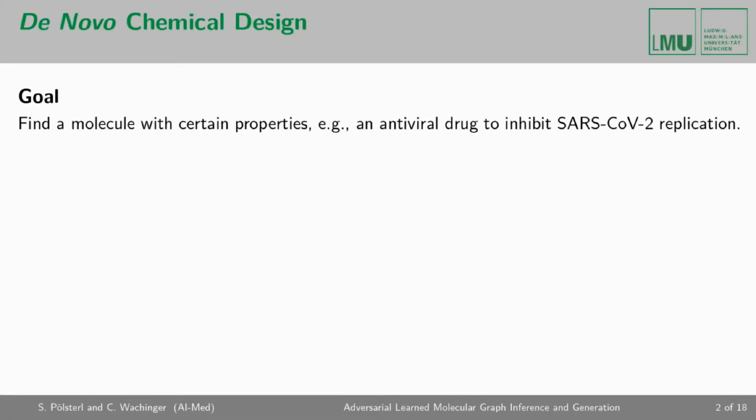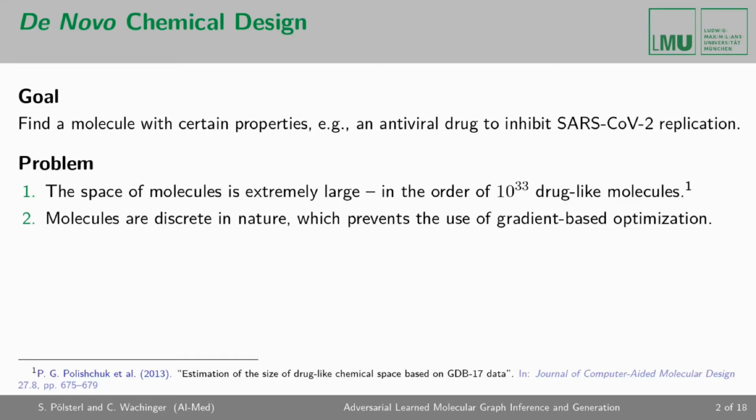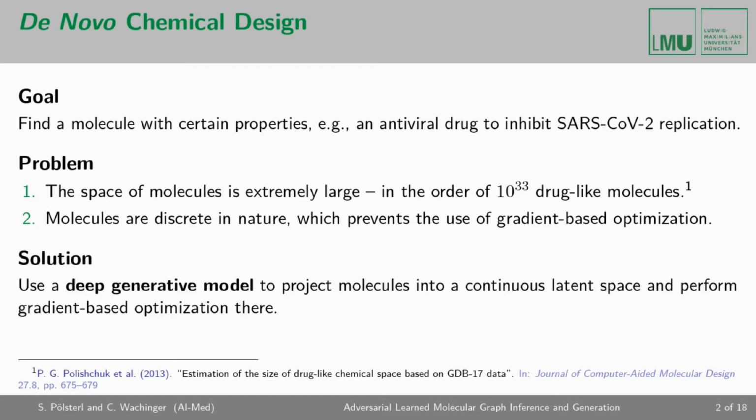Let's start with some background on de novo chemical design, where the task is to find molecules with certain properties. In this day and age, this could be finding an antiviral drug inhibiting SARS-CoV-2. De novo chemical design is very challenging because the space of molecules is huge and we can't compute the properties we are interested in for every existing molecule. Moreover, molecules are discrete in nature, which means we can't use gradient-based optimization to explore the space of molecules efficiently.